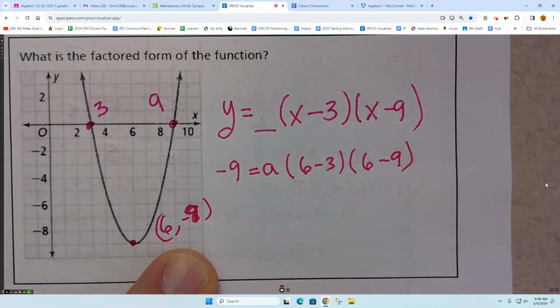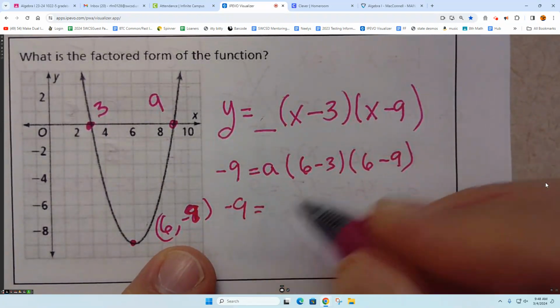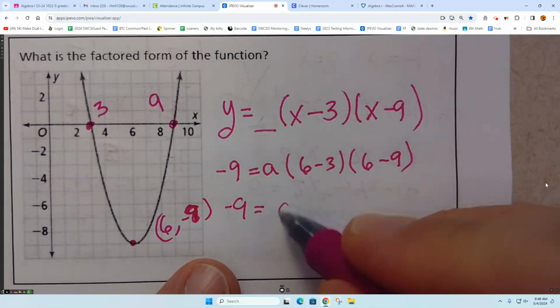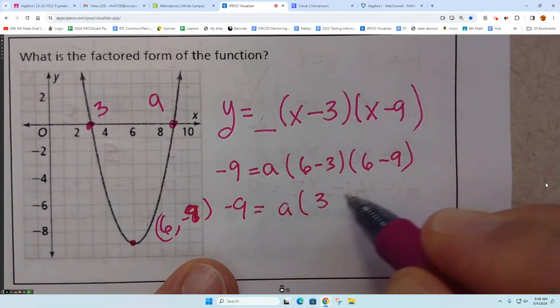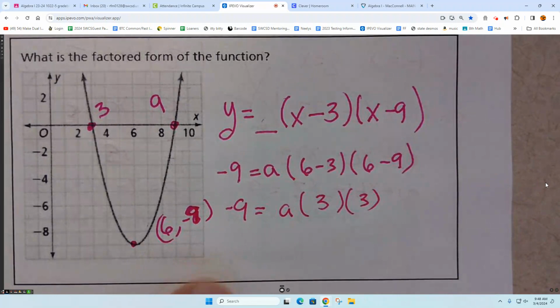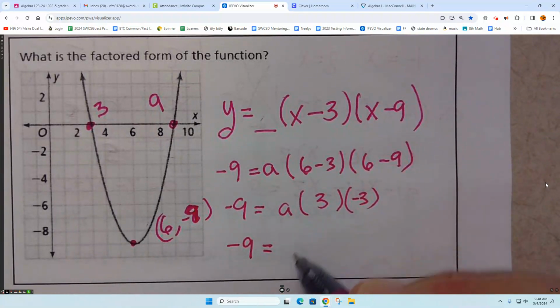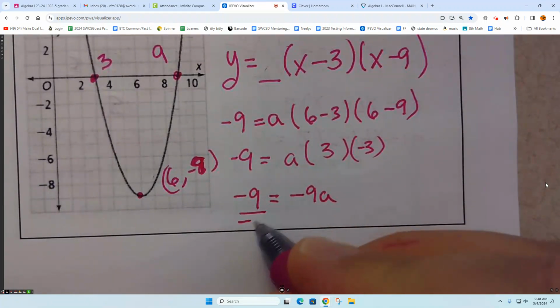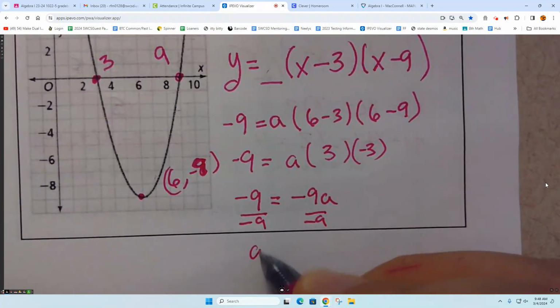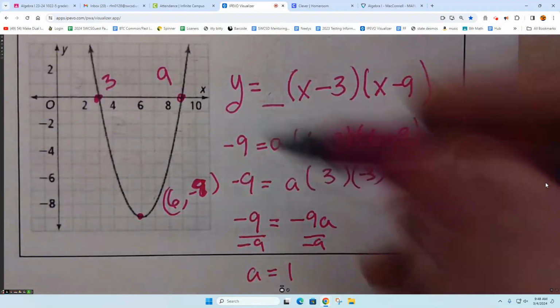Thank you. So I don't know what A is, but I can plug in a point to tell me. We've seen this a bunch. Then I need to solve this. So -9, this is multiplication. A times 3 times 3? Negative. Thank you. So that means -9 equals -9A. Divide by -9. A equals 1. So this time our GCF is actually 1.